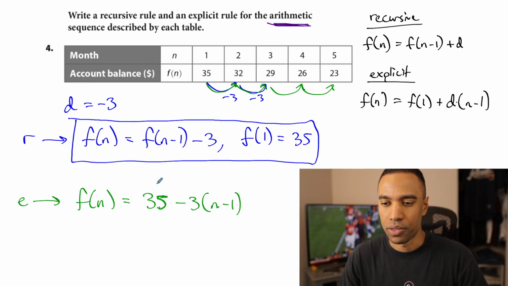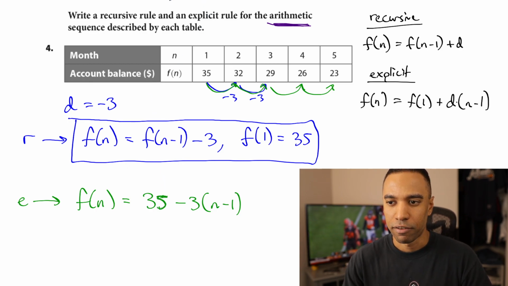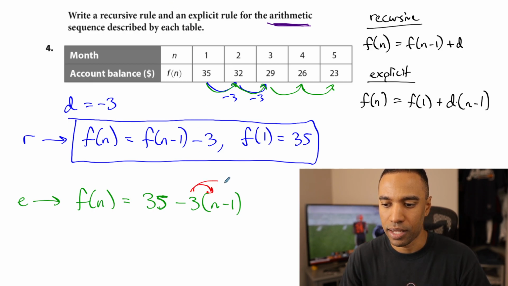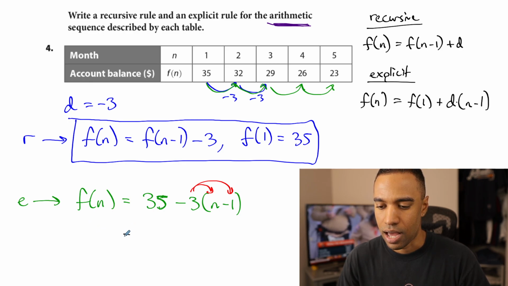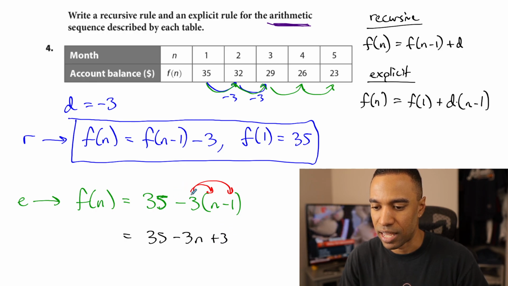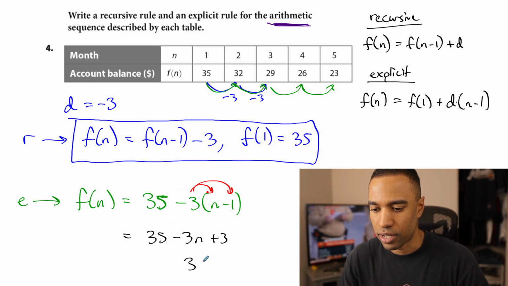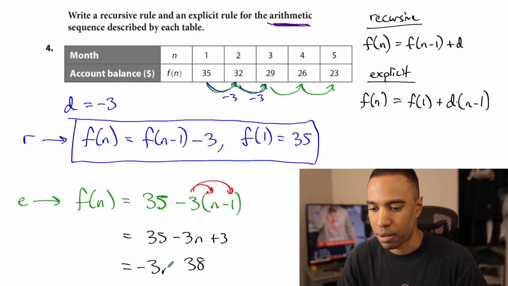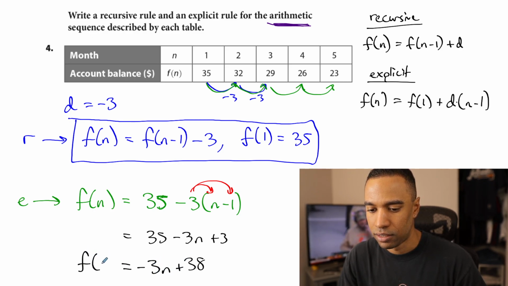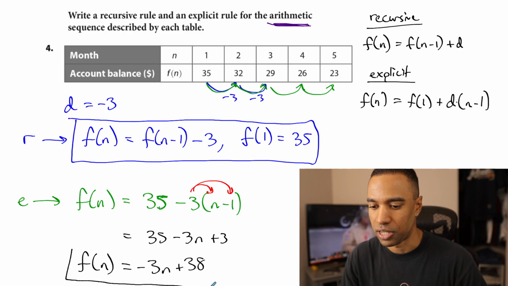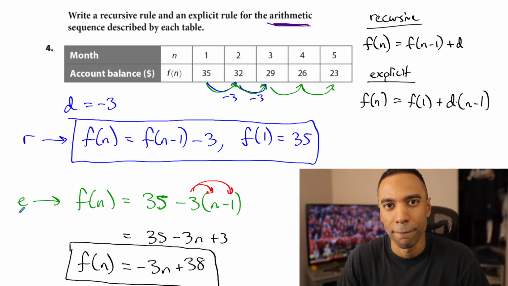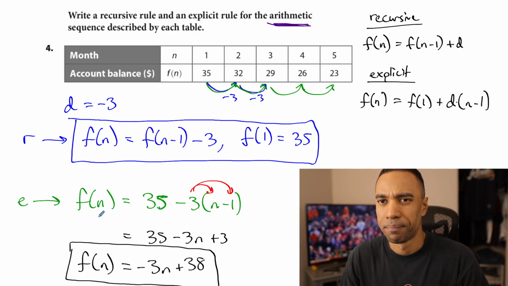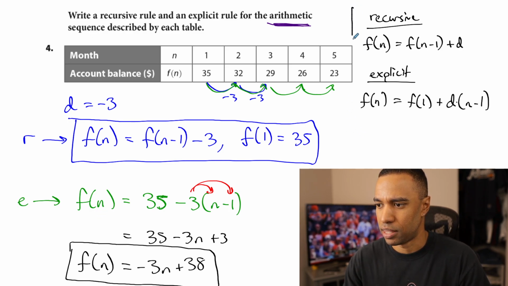But I promised I would show you the simplified form as well. I'm going to distribute the negative 3 into n and negative 1. So it could also look like f of n equals 35 minus 3n plus 3. Remember, negative times negative. And 35 plus 3 is 38. So that's going to be negative 3n plus 38. I'm going to write it with the n term first in this case, because it looks kind of like slope-intercept form. And I think that's a nice key thing to talk about.